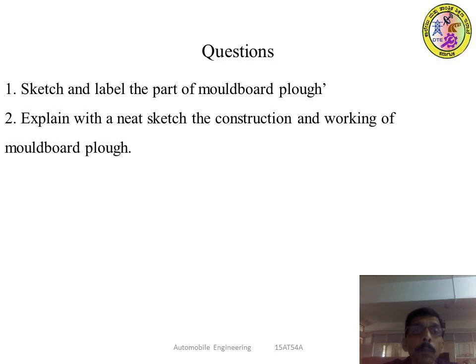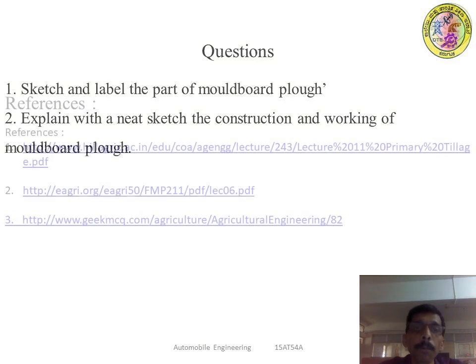Short answer questions. Sketch and label the parts of moldboard plow. So here you have to draw the sketch and label the parts only. It carries 5 marks here. And second question, explain with a neat sketch the construction and working of moldboard plow. So here you have to draw the sketch neatly, label the parts, then you have to write the construction and explain the working of moldboard plow.